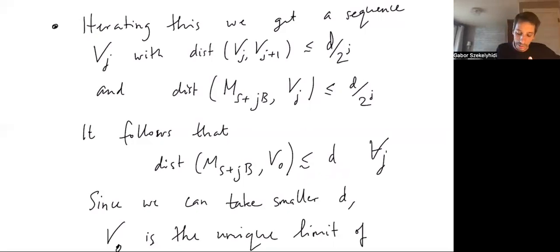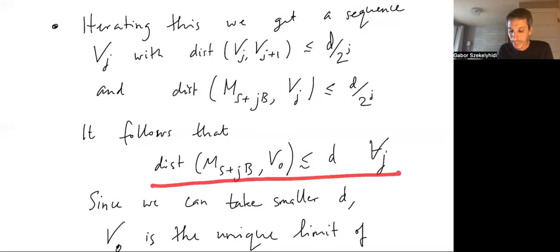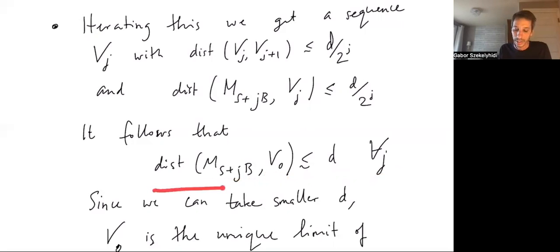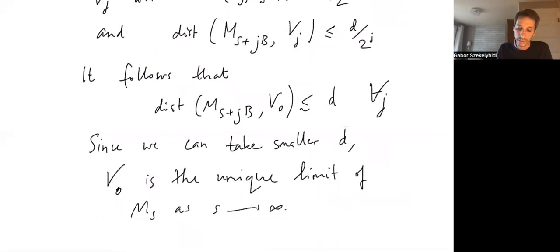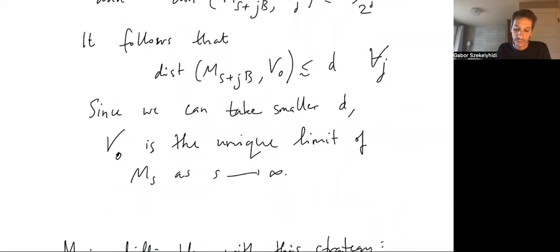So again, there's still some fairly standard technical work here, but it's not hard to show that if you know something like this, and you know this for any d, I mean, I could have started at a much later time at which I'm much closer to this cone V0, then this type of statement implies the uniqueness. Okay, so this is basically what you want to show, that V0 is the unique limit.